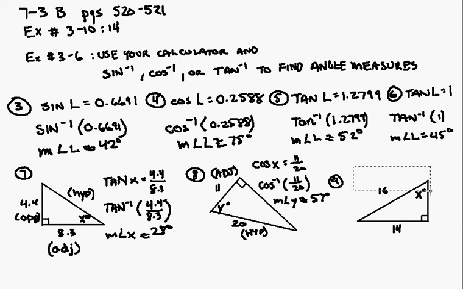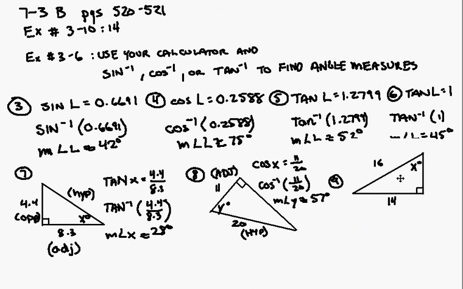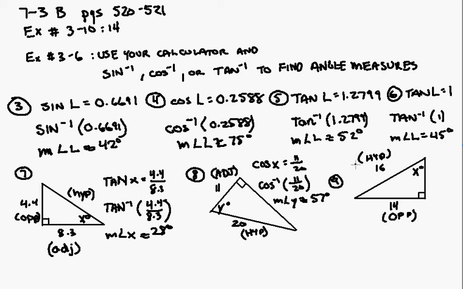And now doing the same thing for number 9. Let's give ourselves a little more space here. So for number 9, here I'm looking at the angle, and I know that 16 is my hypotenuse, and this is my opposite. So this would be a sine ratio, opposite over hypotenuse. So I know the sine of x is equal to 14 over 16, which can be reduced to 7/8.